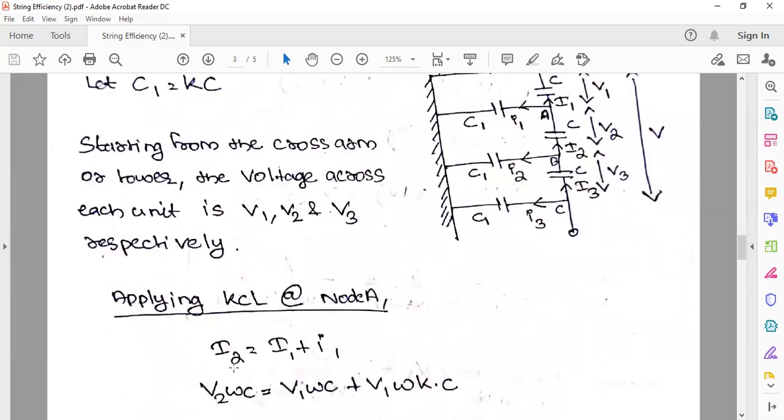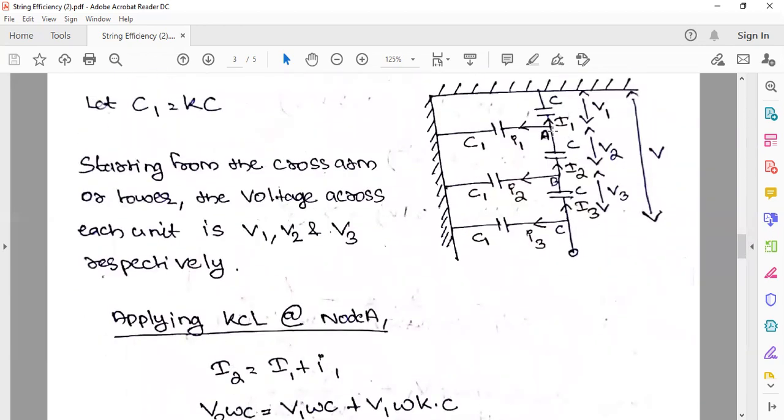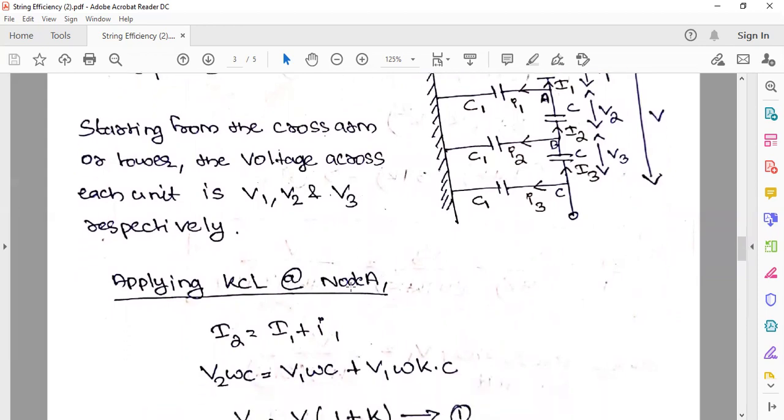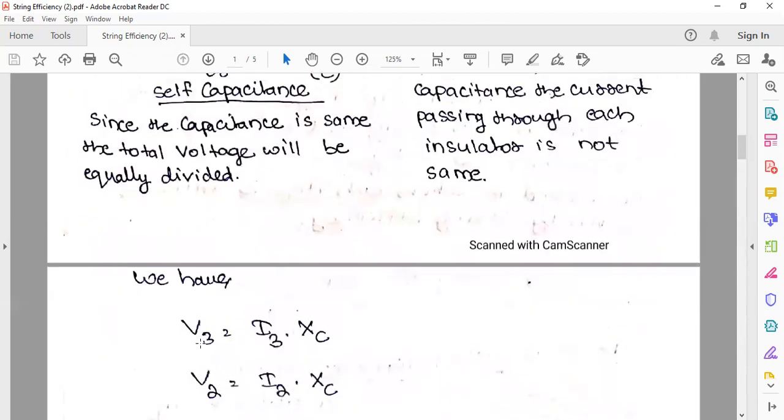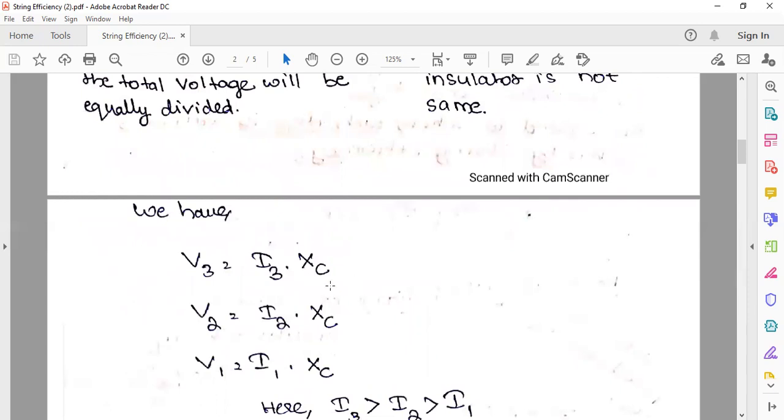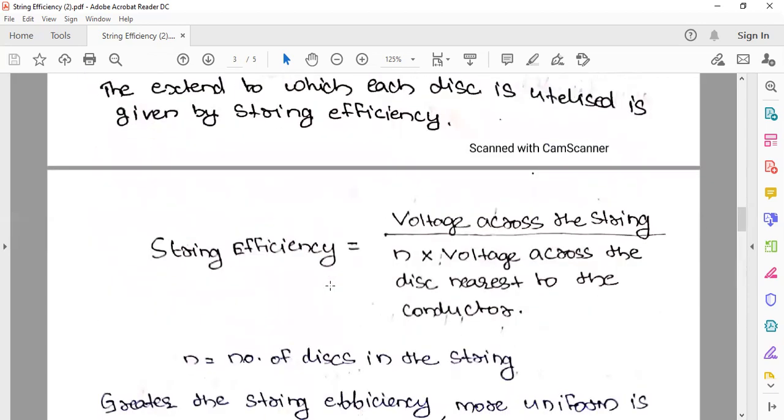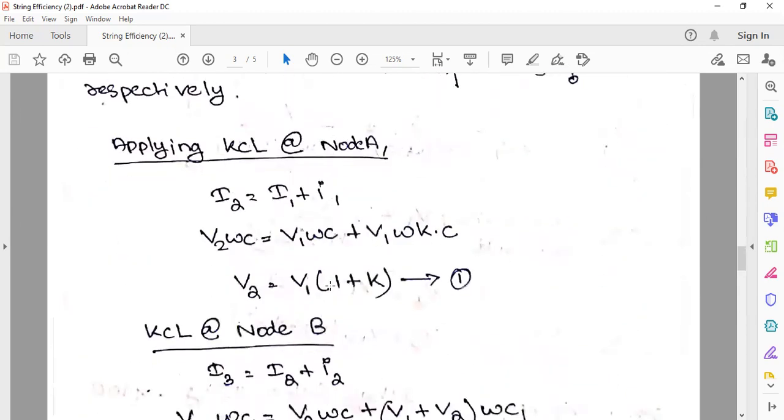Then we apply KCL at node A. Applying KCL at node A, I2 will be equal to small I1 plus capital I1. Substituting, V2 into omega C is equal to V1 into omega C plus V1 into omega K C. The current is written as V2 into omega C, as you already know. So I2 is equal to I1 plus capital I1 plus small I1. V2 into omega C will cancel, and V2 will be equal to V1 into (1 plus K).